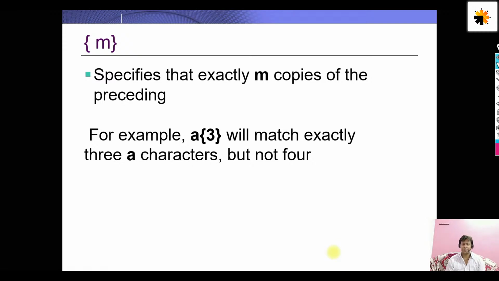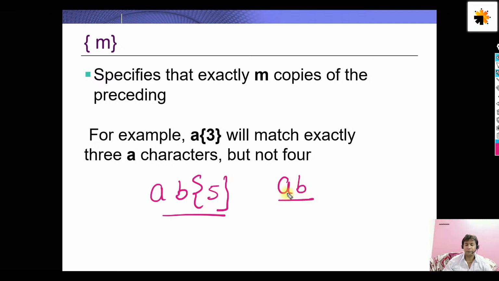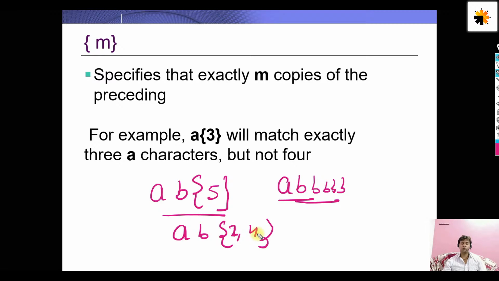Then next is this curly braces. If I specify a number, like consider if I use expression A, B, and then 5, it means that I need exact 5 copies of B. If I use A, B, 2 to 4, it means I need copies of B from 2 to 4. This one is an exact copy and this one is a range, 2 to 4 copies.